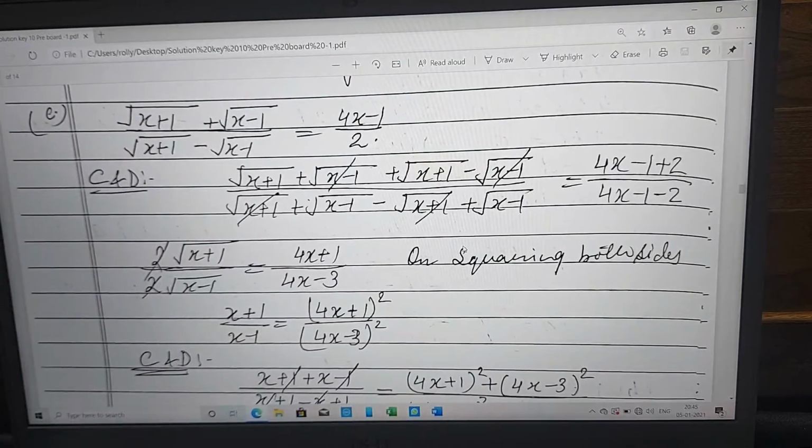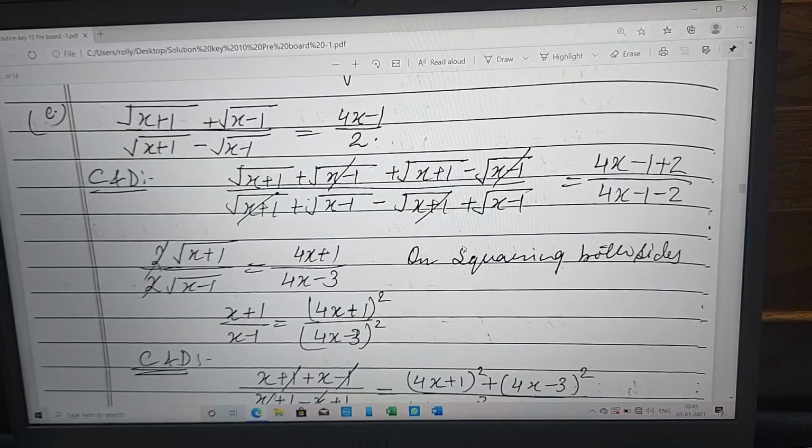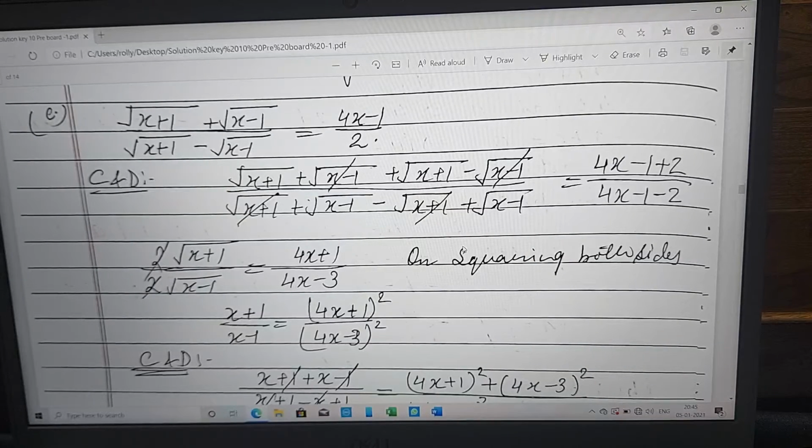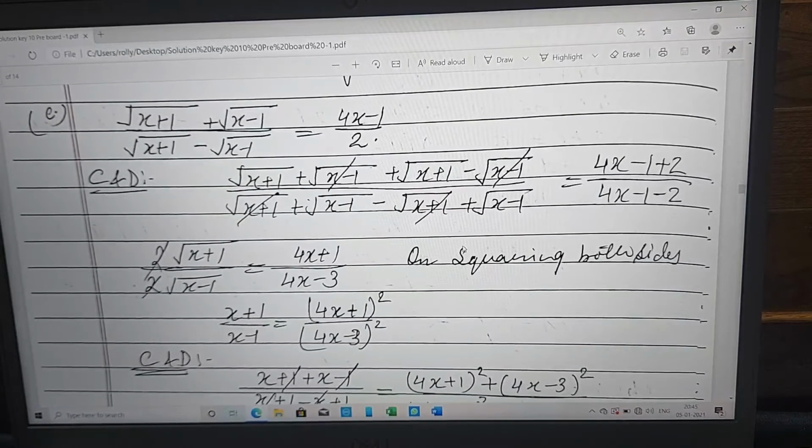Now in this question, children have applied componendo and dividendo. Fine, it is all right. They have got till here that under root (x plus 1) divided by under root (x minus 1) is equal to (4x plus 1) divided by (4x minus 3). Till this step they have done it correctly. Now they were supposed to square it on both sides. When you square, only then will this under root sign disappear.